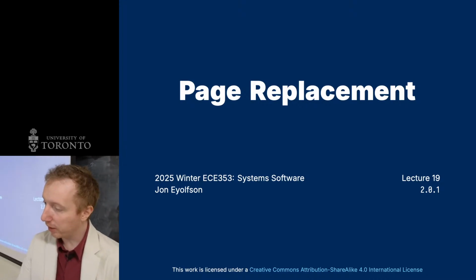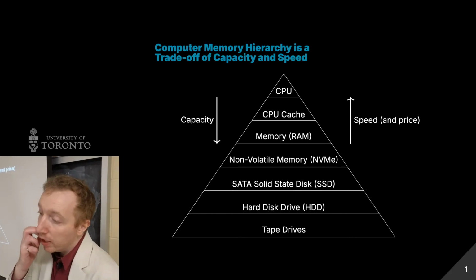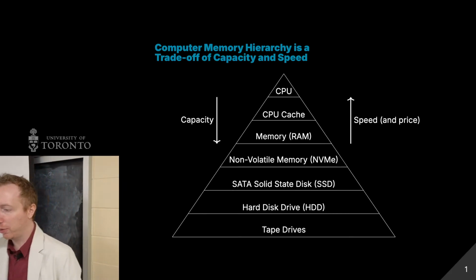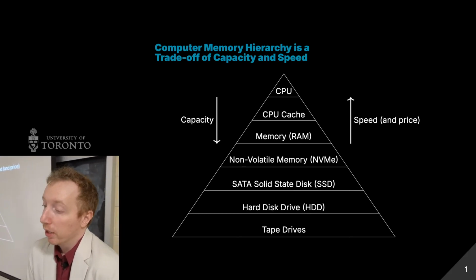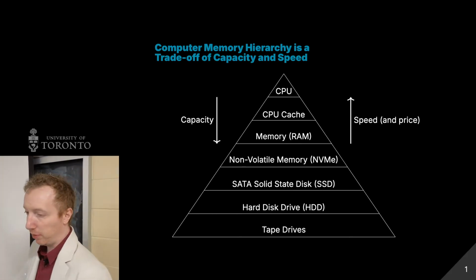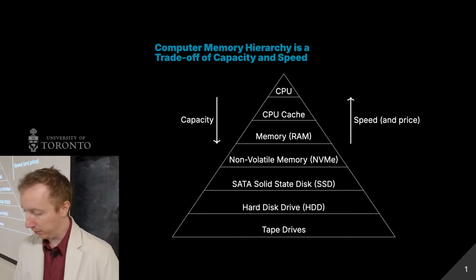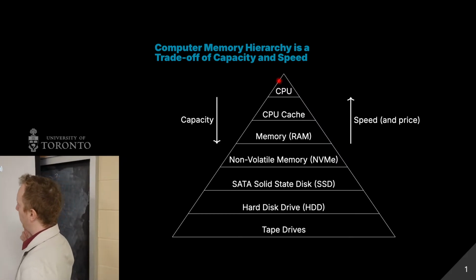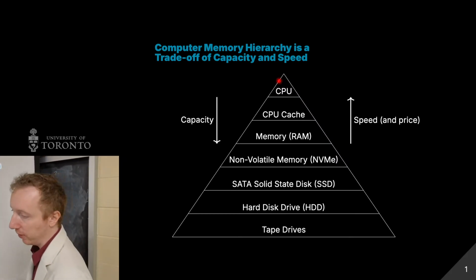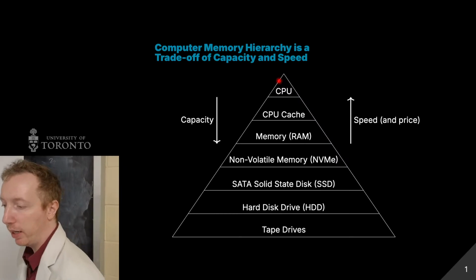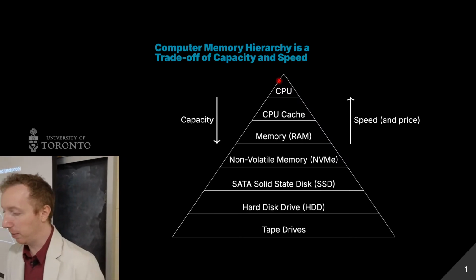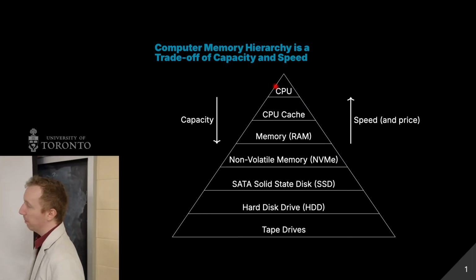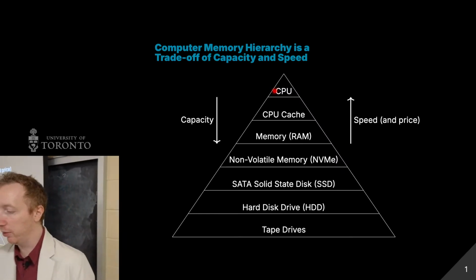So, we are talking about page replacement. To recap, from architecture courses or organization, computer memory hierarchy is always a trade-off of capacity and speed. At the top, we have as our fastest things your CPU, specifically your CPU registers. There's not that many of them, but they are very fast and kind of expensive. Then as we go down this pyramid, our capacity increases, but our speed decreases, and usually our price.